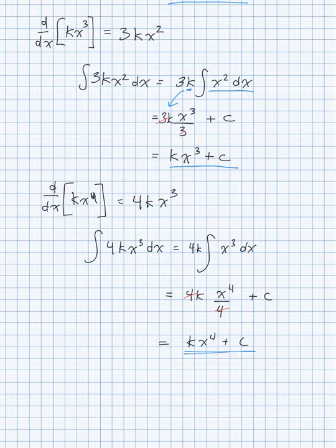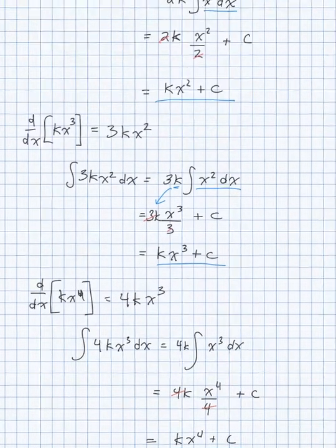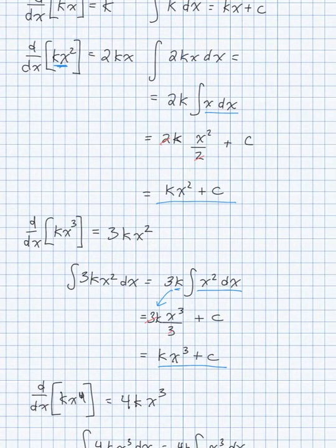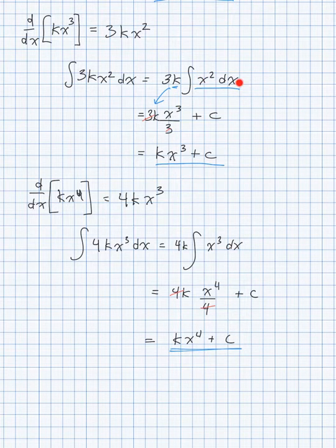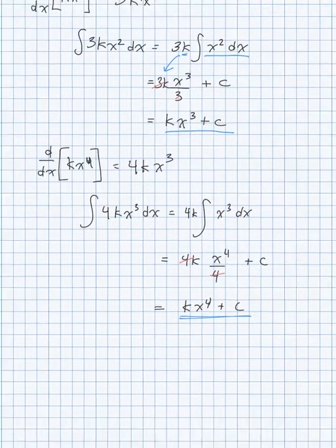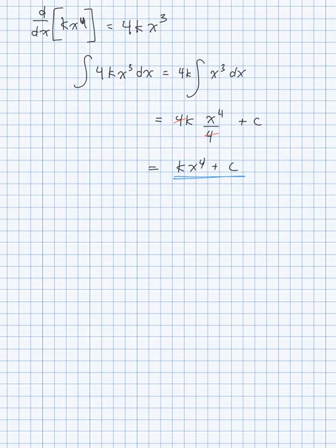And so we should be able to see this pattern emerging. We were integrating x dx, and we get x squared plus c. All right, so we were integrating x squared, we end up with x cubed plus c. We were integrating x cubed, we end up with x to the fourth plus c. And so we can actually generalize this process.